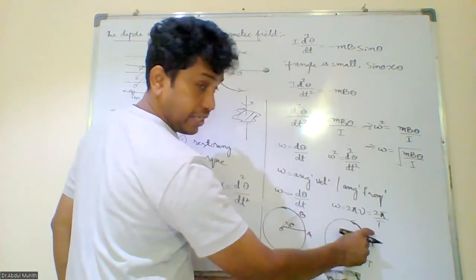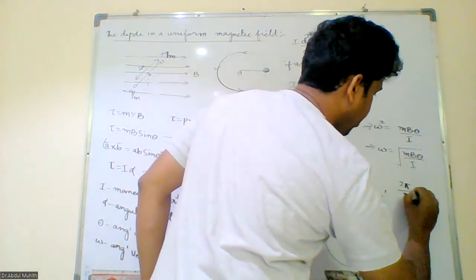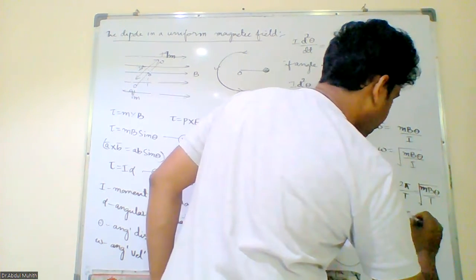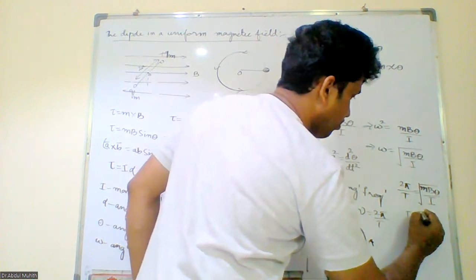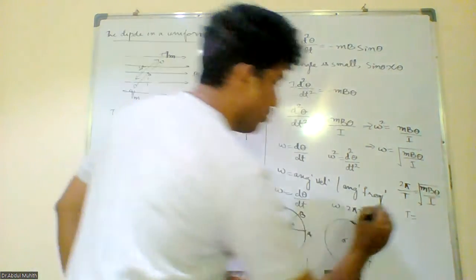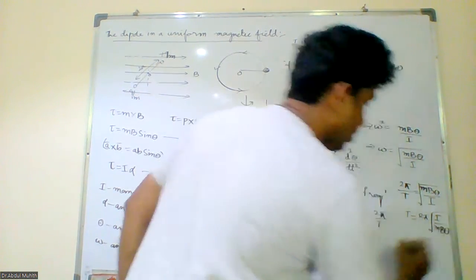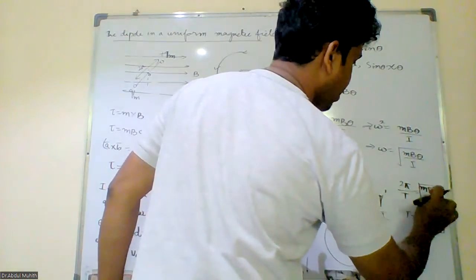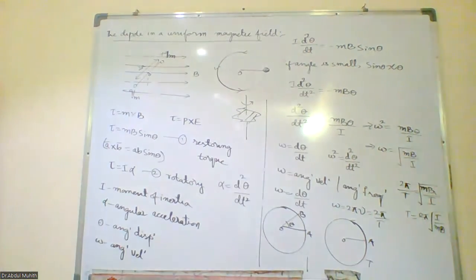But what is omega here? 2 pi by T, is it not? So I'm equating both of them. 2 pi by T is equated to the square root of mB theta by I. So T is equal to how much? Cross multiply, and T will come out as 2 pi under root of I by mB theta. So if theta is very small, just ignore it. That will become T is equal to 2 pi under root of I by mB.